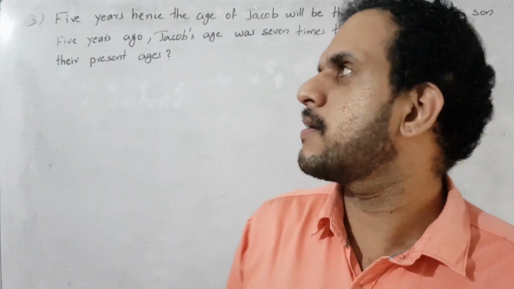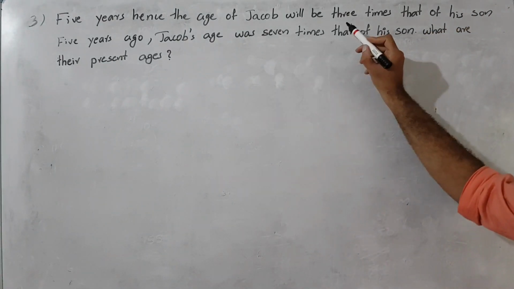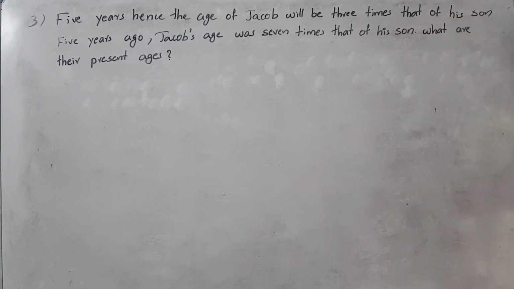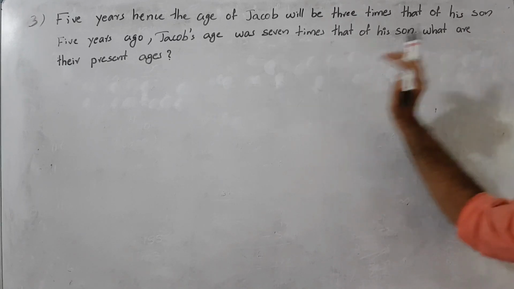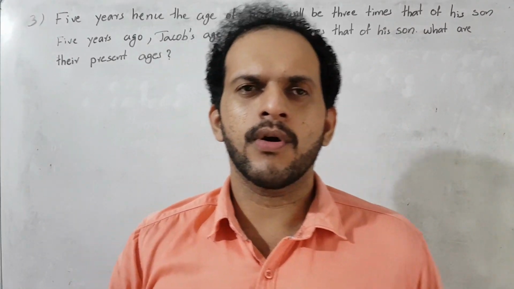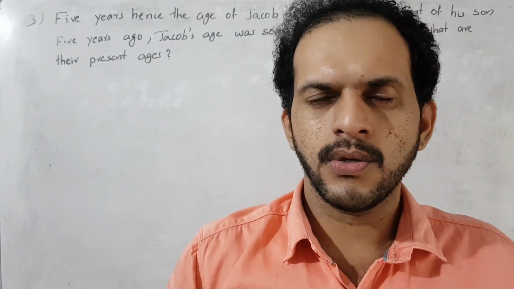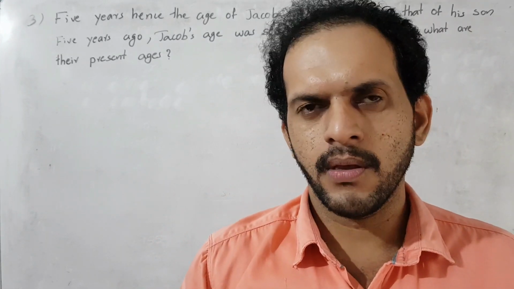Our third question is like this. 5 years hence, the age of Jacob will be 3 times that of his son. 5 years ago, Jacob's age was 7 times that of his son. What are their present ages? Correct? This type of question we already did in all the classes, 8th, 9th. Correct? So we know this idea.